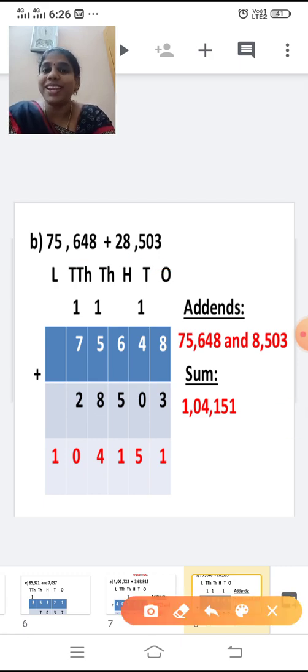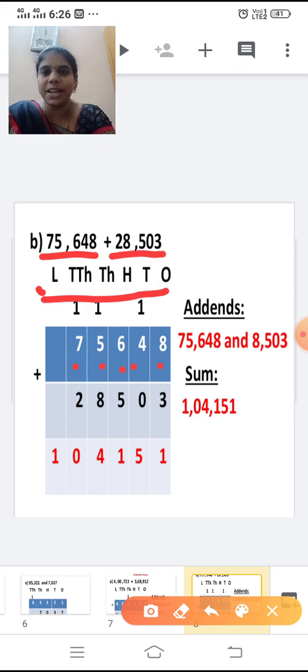Now, first write the numbers in the exact places. First write ones, tens, hundreds, thousands, 10,000, lakh. Then we can write. So, first take the first number, 75,648. So, write the numbers in their exact places. 8 in the ones place, 4 in the tens place, 6 in the hundreds place, 5 in the thousands place and 7 in the 10,000s place.